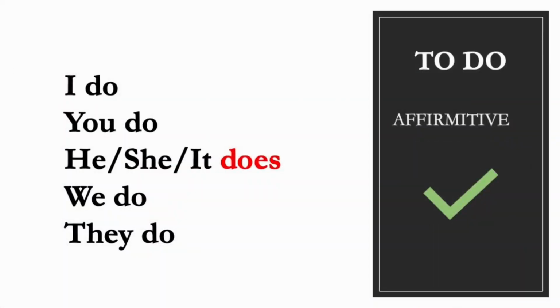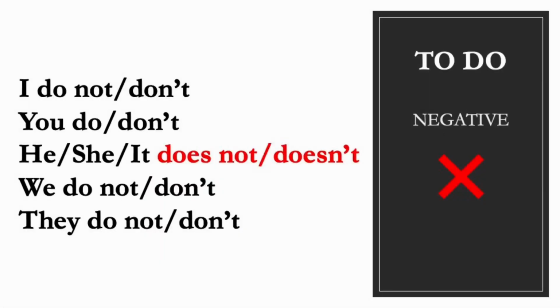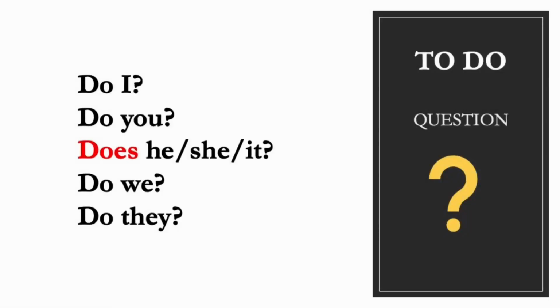I do, you do, he, she, it does. We do, they do. I do not, I don't. You do not, don't. He, she, it does not, doesn't. We do not, don't. They do not, don't. Question: do I, do you, does he, she, it, do we, do they?